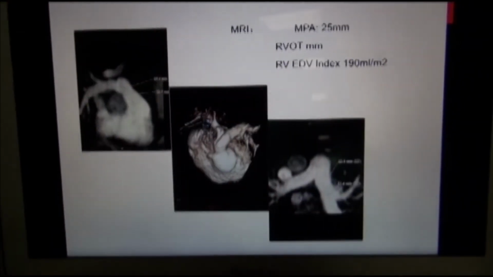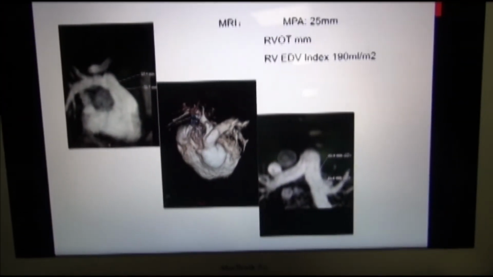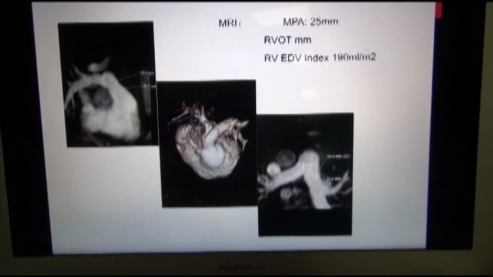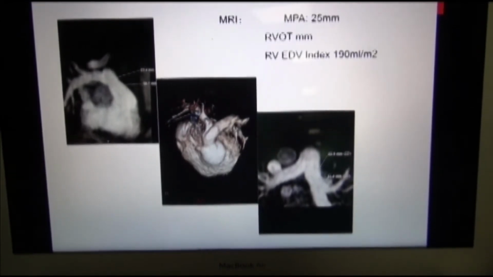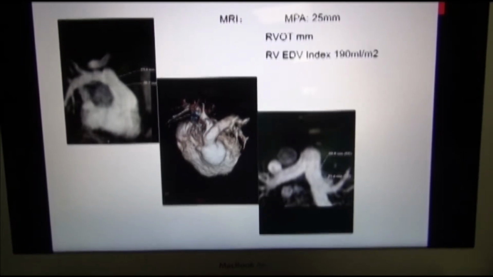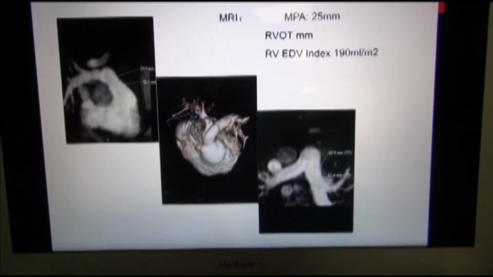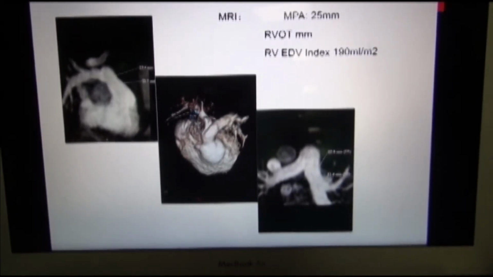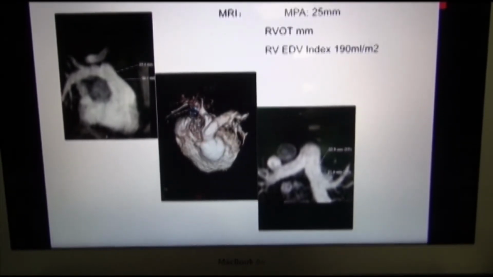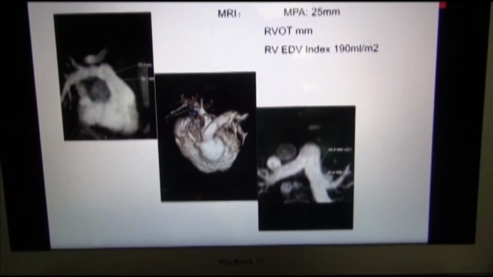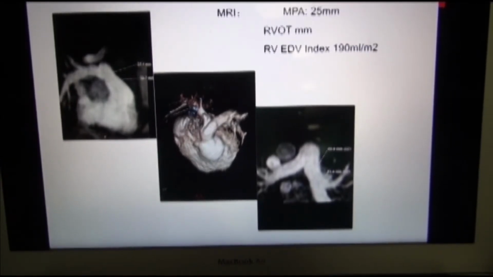Next. So this is the MRI imaging. By the measurement, the MPA diameter is about 25, and the RVOT diameter is about 32, and the index is 190. And by the MRI, we can see there's no significant stenosis in both sides of the pulmonary artery. So next clip.